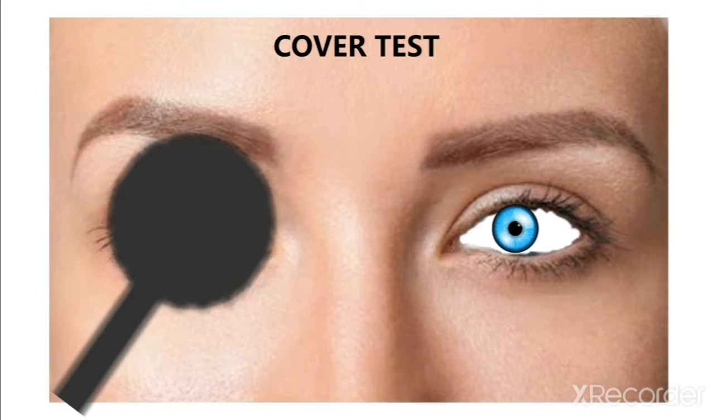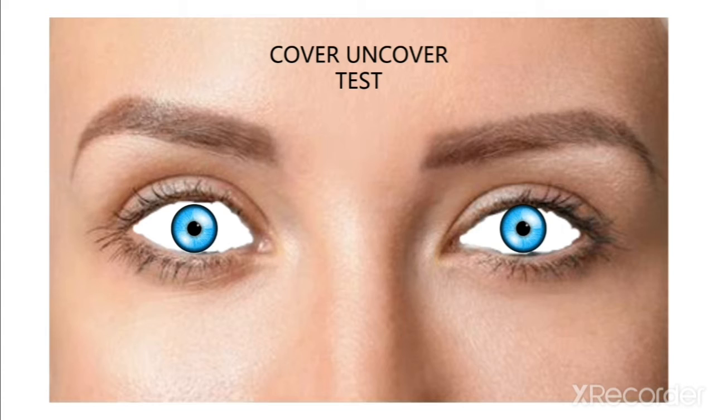If the eye is esotropic, then after covering the normal looking eye, the deviated eye will move outward to take fixation. And if the eye is exotropic, as we see in this example, that this person is having left eye exotropia, after covering the normal looking eye, that exotropic eye turned nasally or inward to take fixation. Okay, so this is the cover test. Here the normal eye is occluded and the examiner will observe the movement of the uncovered eye.